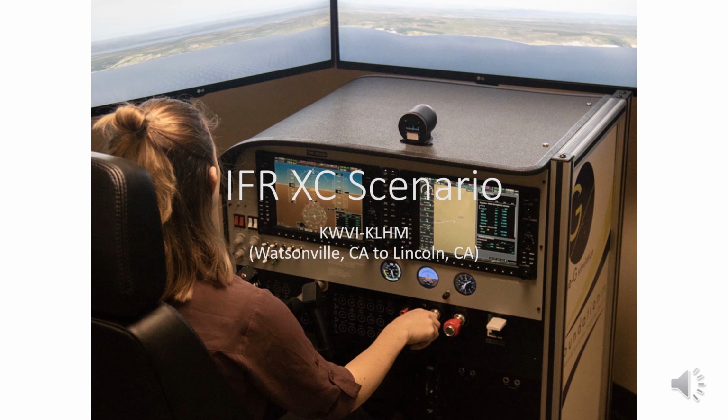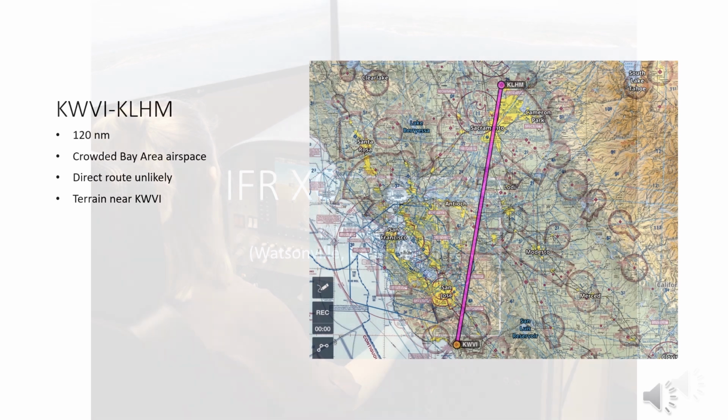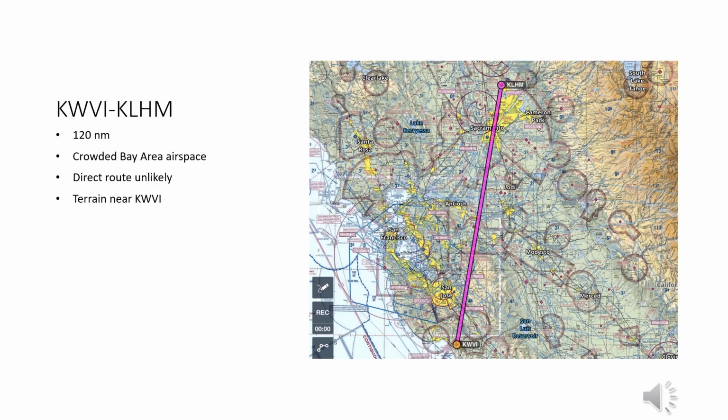Here's an IFR scenario that you can practice in an aviation training device. This short cross-country exercise from Watsonville, California to Lincoln, California can help you learn about several subtleties of instrument flying, from takeoff to touchdown. This simulated flight is an exercise in IFR flight planning for a Stage 2 or Stage 3 instrument student, an IPC customer, or an instrument flight instructor candidate.